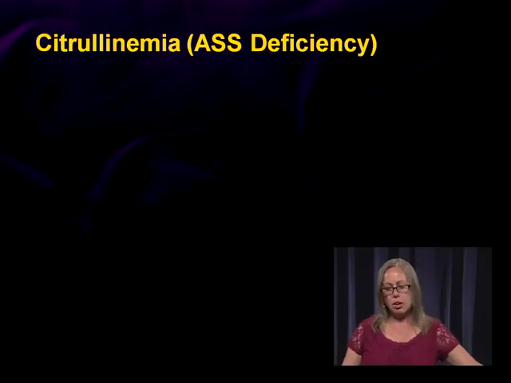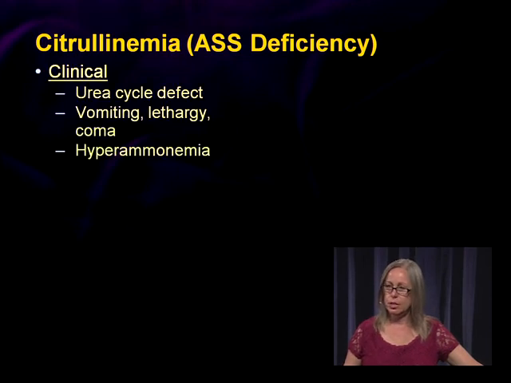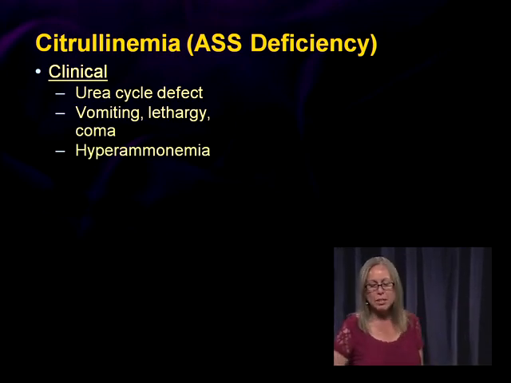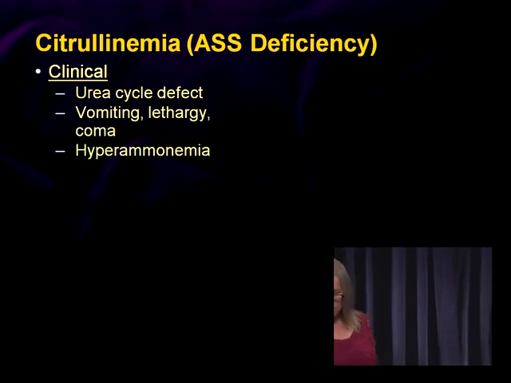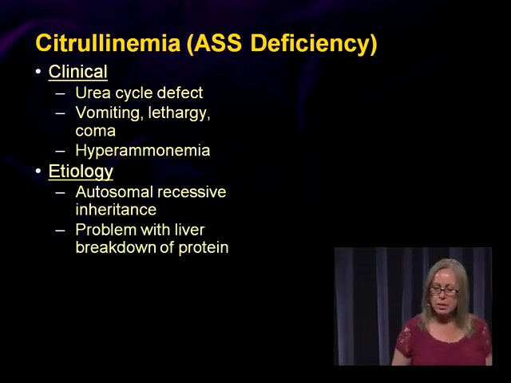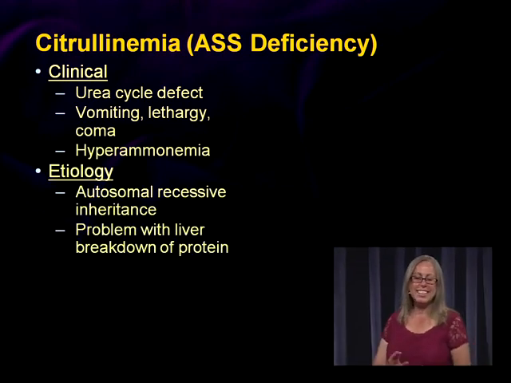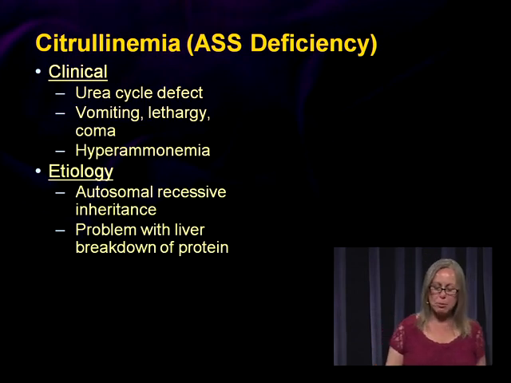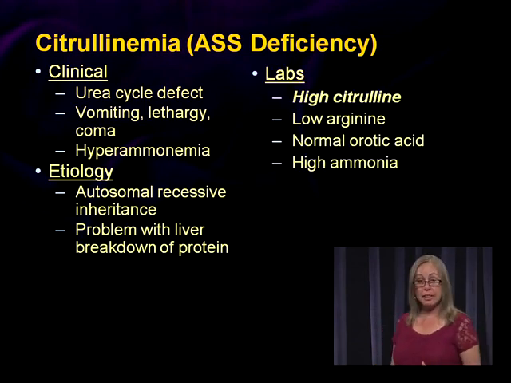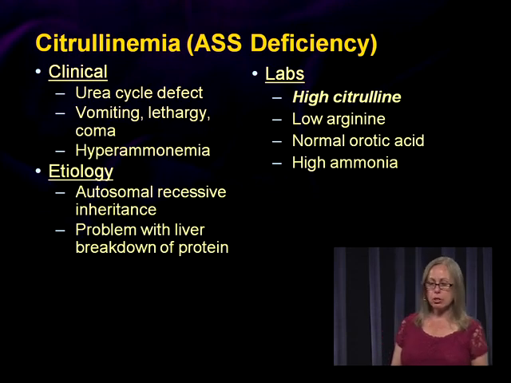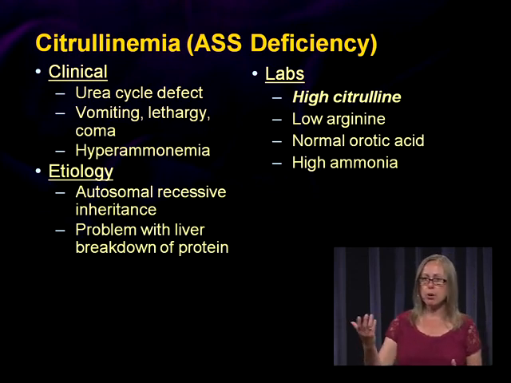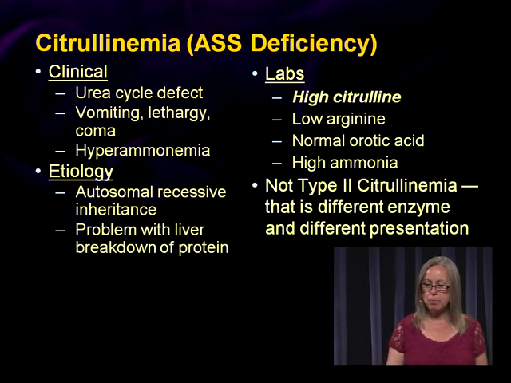Citrullinemia, arginosuccinic synthase, has a lovely abbreviation. No one proofed that before they decided that was going to be the abbreviation. Urea cycle defect, vomiting, lethargy, coma, high ammonia. If nothing else, it'll help you remember. It is autosomal recessive, problem with breakdown of protein, high citrulline, hence citrullinemia, low arginine, normal orotic acid because you're getting further away from that part of the cycle, and a high ammonia.